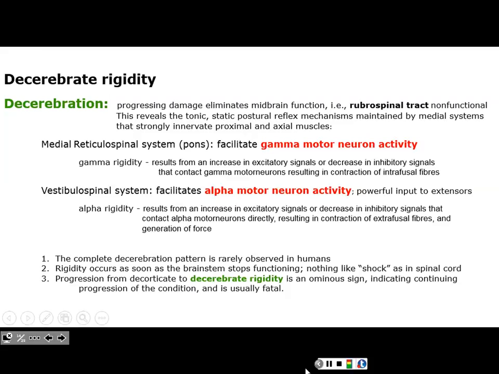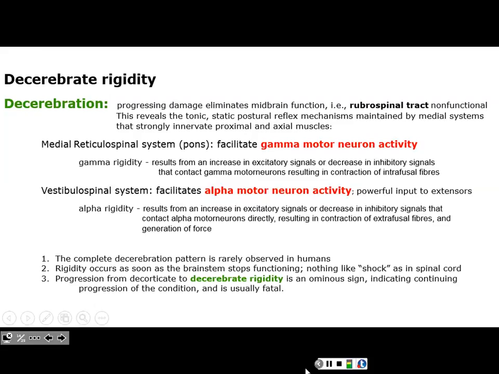Your red nucleus is affected. Your rubrospinal tract doesn't work. And you lose the decorticate posture, and you go into what's called decerebrate posture. That's where you've lost the flexion tone, and now everything is hyperextended completely. I'm going to show you a little video that shows you this change in the motor pattern. This is not a good sign, okay? It means that you've got progressive damage into the brainstem.